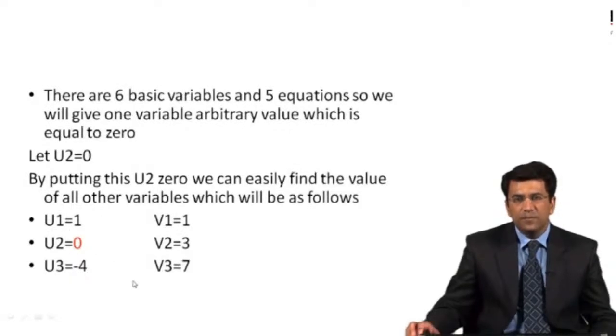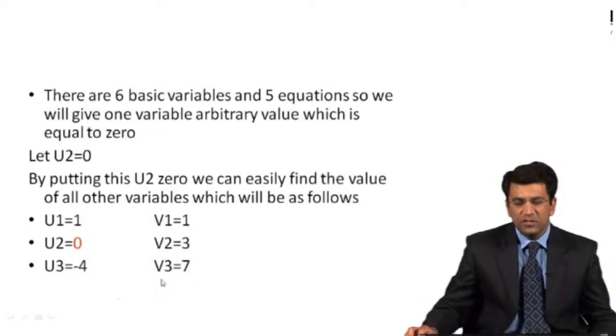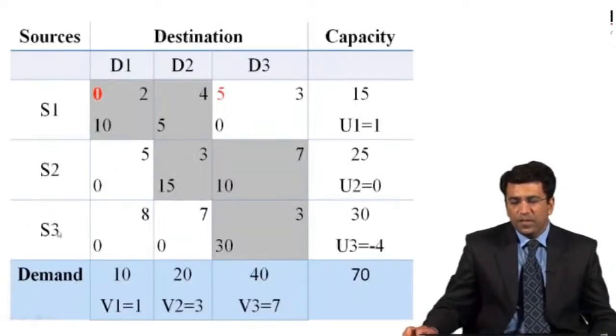So in this way, by putting the relevant values in these equations, we can find out the values of u1, v1, u2, v2 and u3, v3. So these are the different values of these variables. Now what we will do, we will put these values here, u1 is equal to this, u2 is equal to this, u3 is equal to this, v1, v2 and v3. The relevant values are put in this particular table.